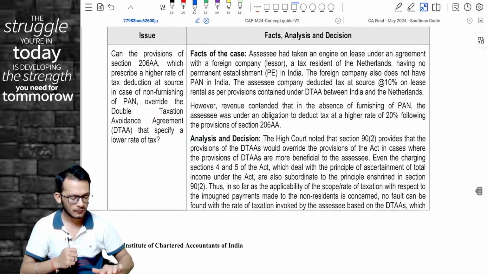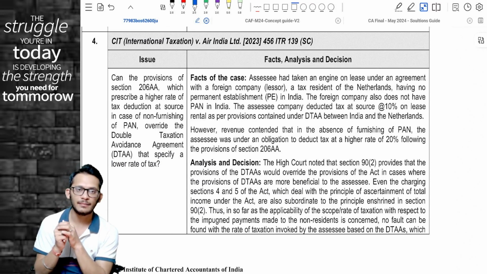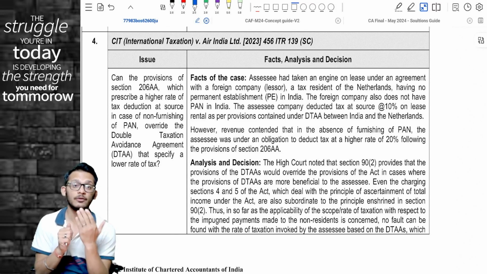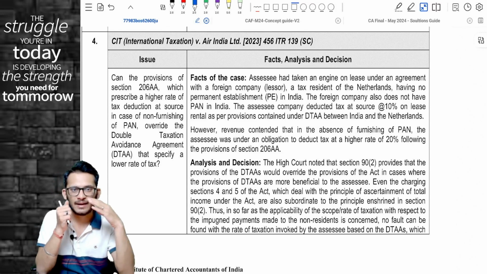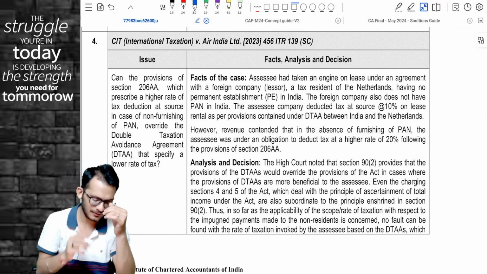Case law number 4. CIT International Taxation versus Air India Limited. Now, very peculiar case. I'm not sure why it reached the level of Supreme Court to make a dispute out of it, but a very peculiar case. Even you and I know the answer, but still for some reason it is there. The facts are like this.